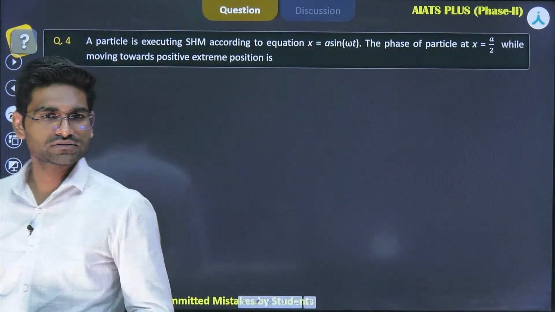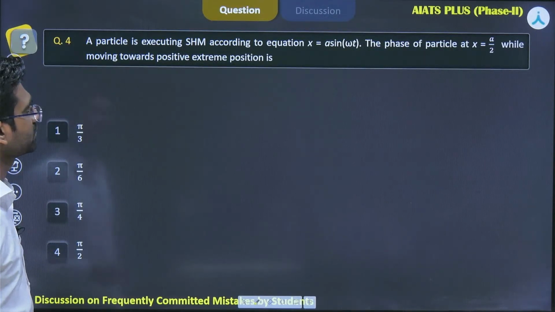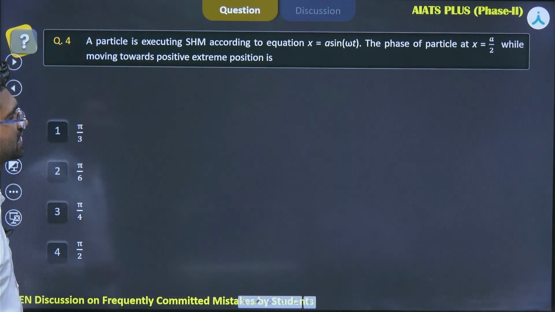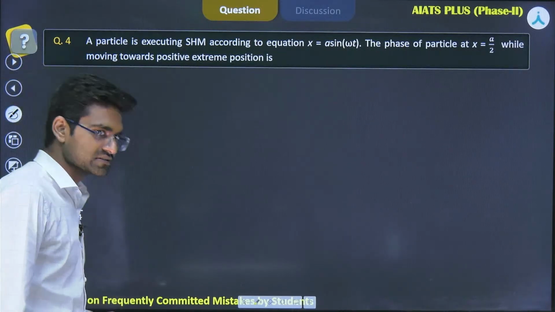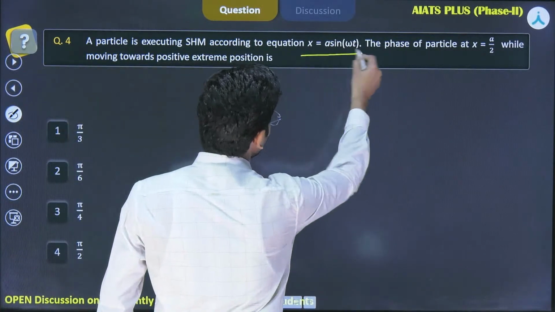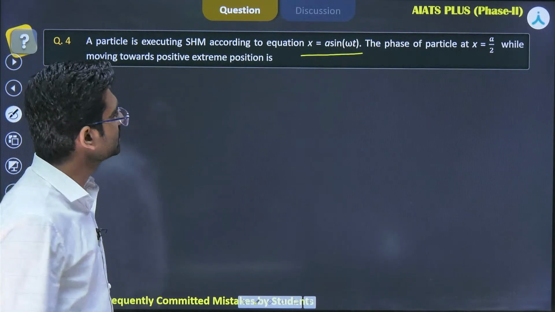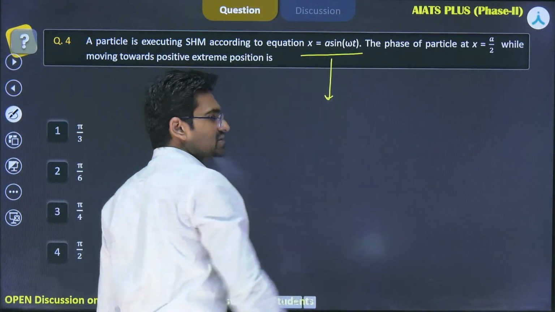So question number 4 says, a particle is executing SHM according to the equation x is equal to a sin omega t. The phase of the particle at x is equal to a by 2 while moving towards the positive extreme position is. This is the equation of SHM, right? x is equal to a sin omega t. Now tell me what this equation signifies.